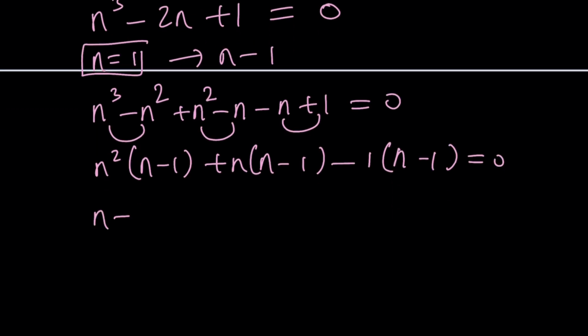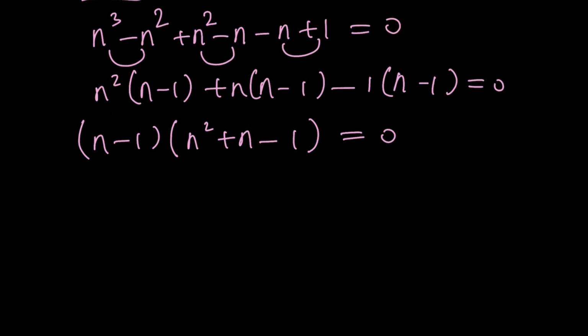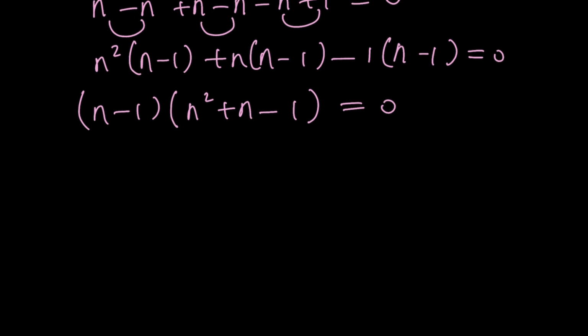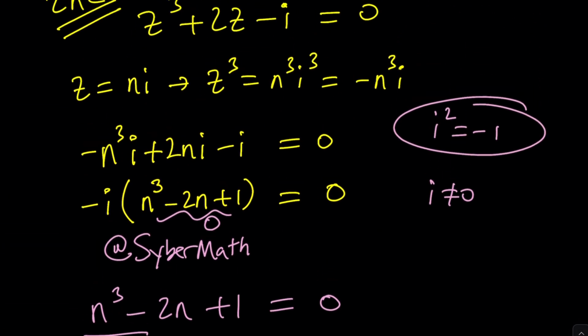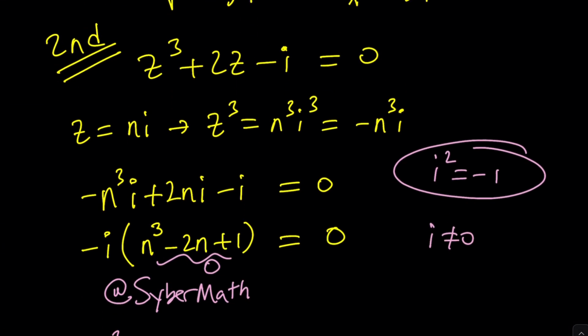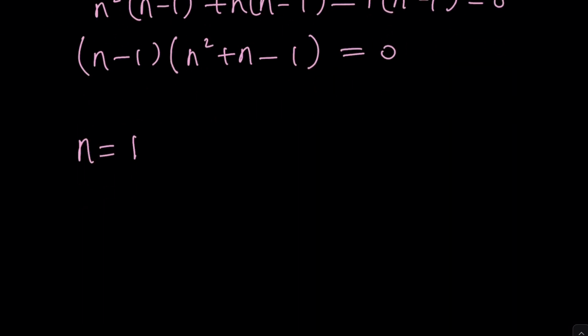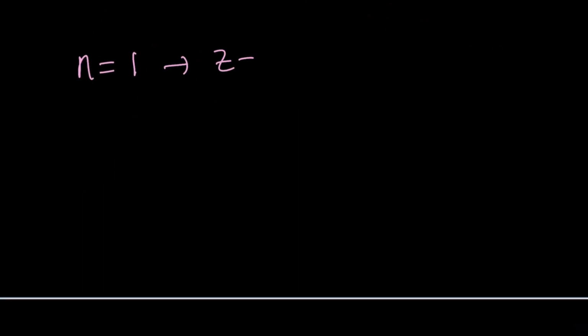And once you factor out n minus 1, which gives us n equals 1, we already know that. We're going to get all the solutions. So we're not looking for n though, be careful. We're looking for z. If n is 1, and since z is ni, from here, z is just going to be i. Is i a solution? Yep. i cubed plus 2i minus i. i cubed is negative i, negative i plus 2i minus i is 0. So that's one of the solutions.